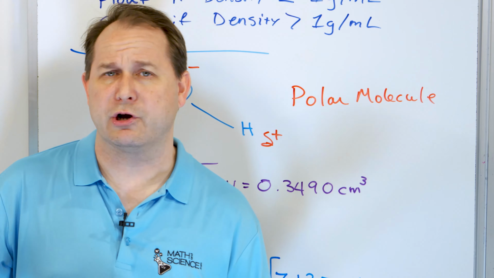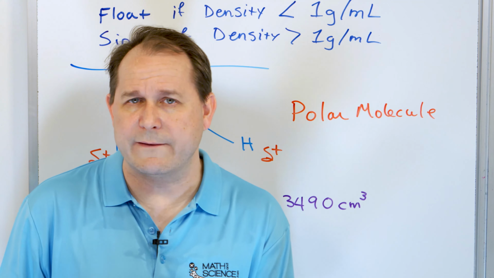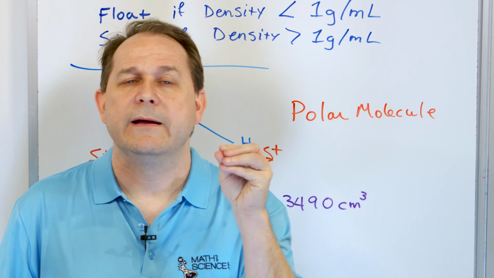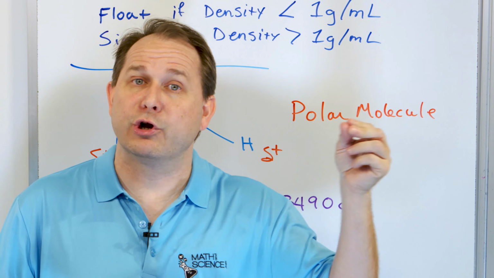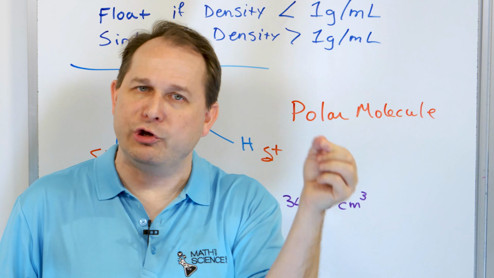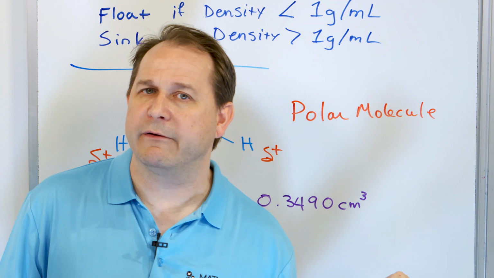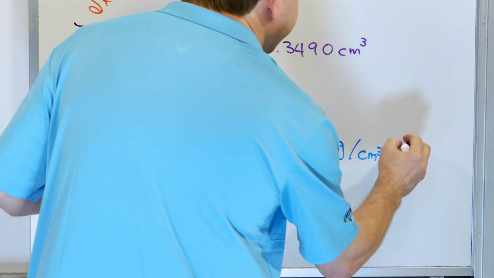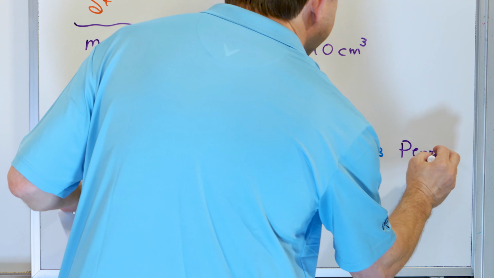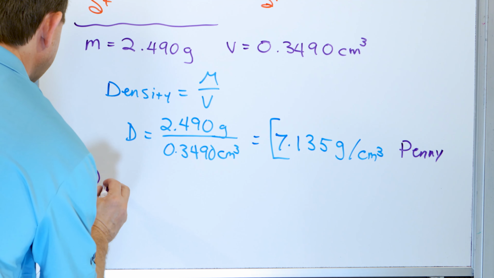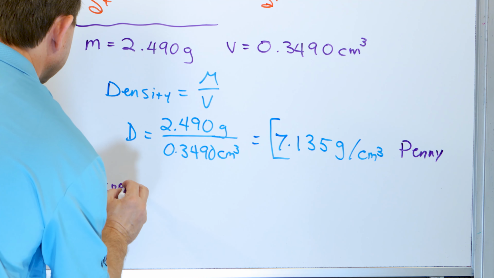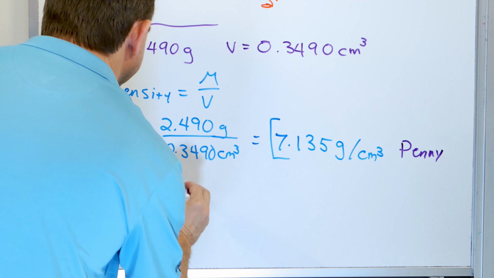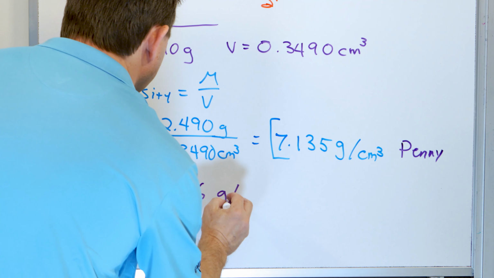How do we determine if it's pure copper? Well, we go into a reference book or a chemistry book or somewhere on the web, and we look up a value for the density of pure copper, how many grams per cubic centimeter pure copper is, and we compare it to what we got for the penny. So this is for the penny, and when you actually look that up, the density of copper turns out to be 8.96 grams per cubic centimeter.